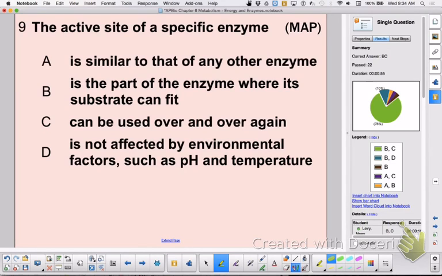Okay, check with your bio buddy. See if they need some clarification, some chastisement, some praisement. Yes, I'm here.